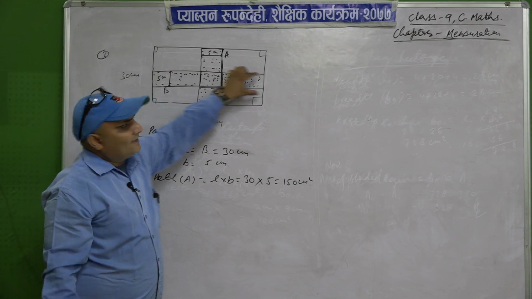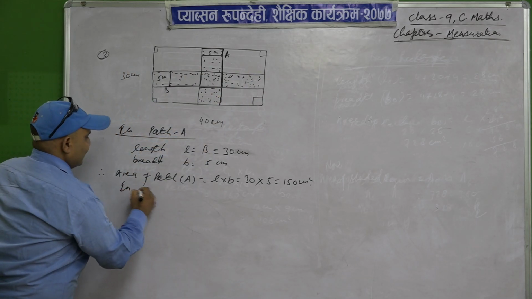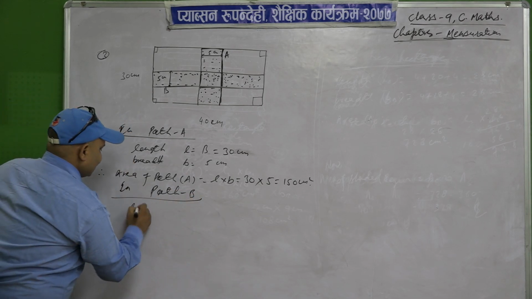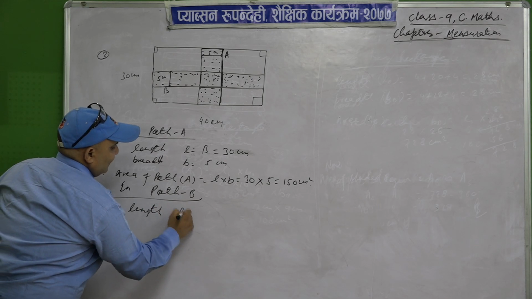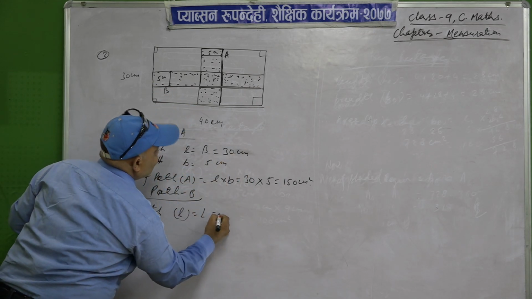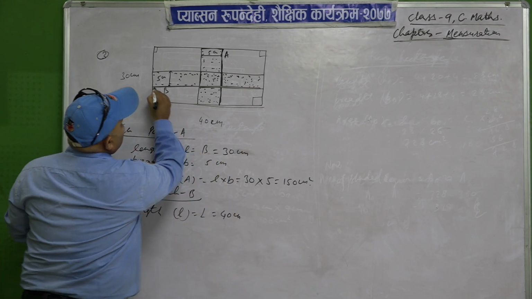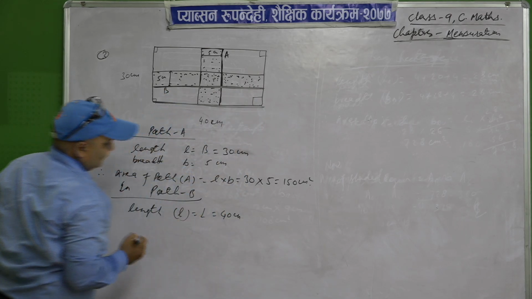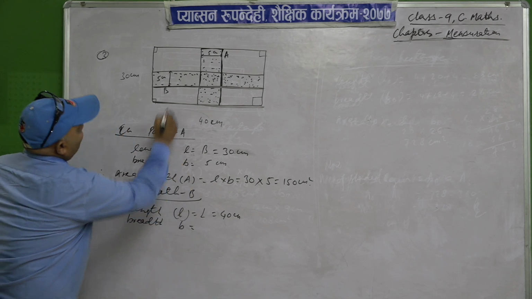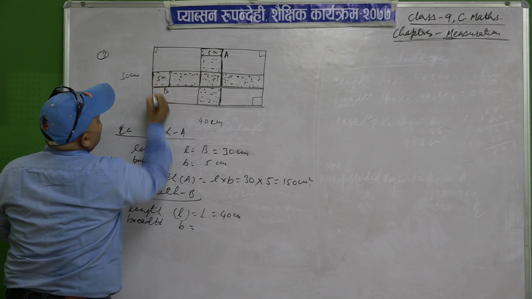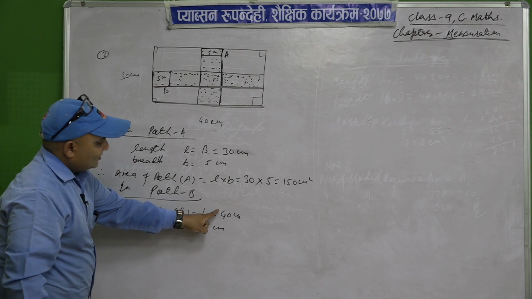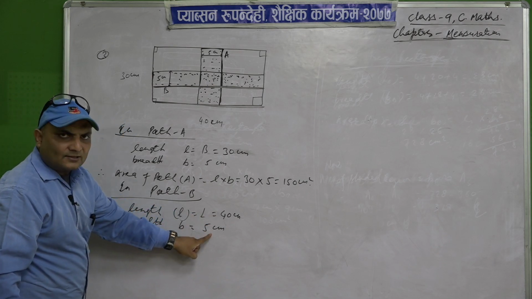Now we find the area of this path. In path B, what is the length? Length L. This length will be the length of this rectangle. You can write it capital L, that is 40 centimeter. This length is the length of this rectangle, 40 centimeter, and breadth B. B means this part, this line. This line is of 5 centimeter. So this is the length of the path B. This is the breadth of the path B.